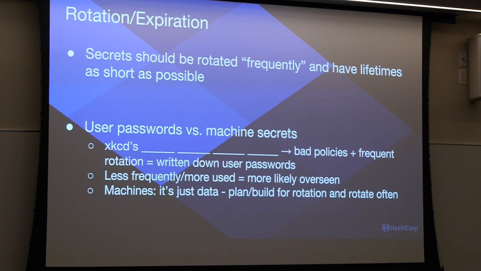So secrets should be rotated frequently, and this really depends on exactly what it is and how easy it is to rotate. If you're rotating TLS certificates in Nginx, it's a simple hop. If you're rotating TLS certificates in your random custom software that's in, like, Fortran, that might not be so easy, right? That might require taking the system down and putting it back up. So it should be rotated frequently based on your needs and what makes sense for you. But I want to point out user passwords versus machine secrets.